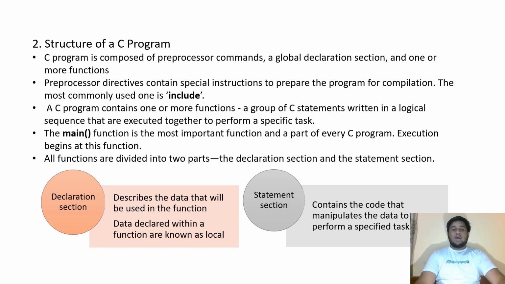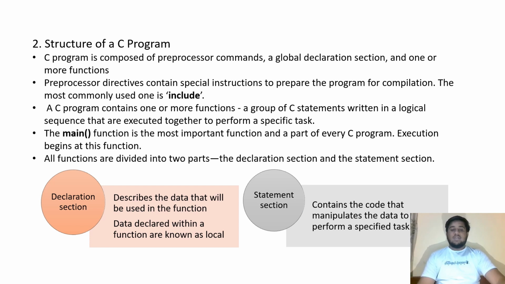A C program contains one or more functions, a group of C statements written in a logical sequence that are executed together to perform a specific task. The main function is the most important function and a part of every C program. Execution begins at this function.